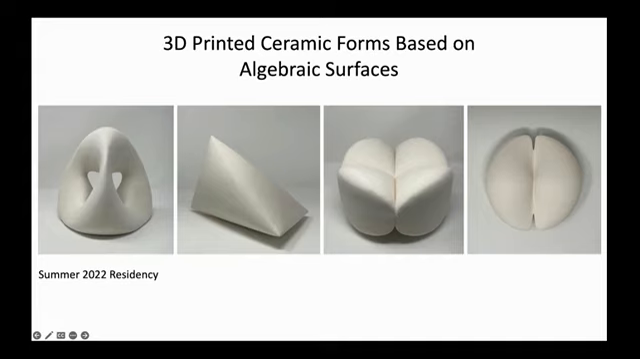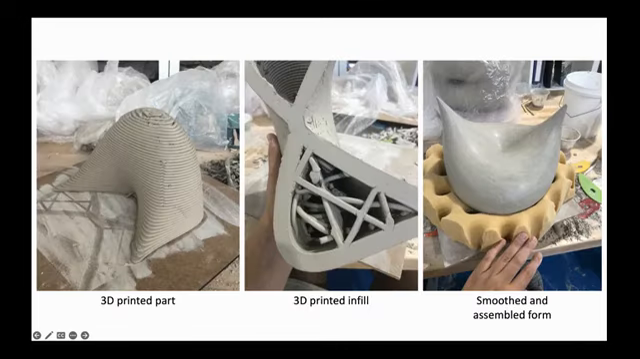WeaveSlicer was motivated from my time as an artist in residence in the Hand and Machine Lab from the summer of 2022. I am a ceramic artist who makes sculptures based on algebraic surfaces that are defined by math equations. These forms have complex geometries and often have rounded tops and bottoms. I came into the residency eager to try to 3D print these forms in parts and then assemble them later.